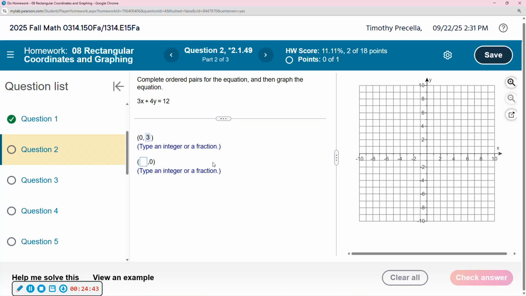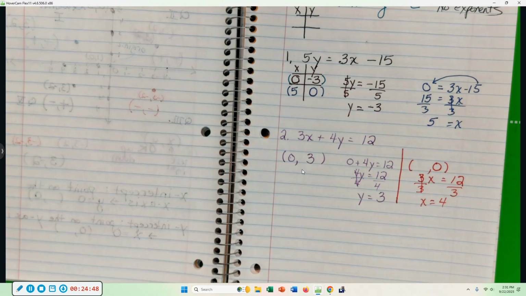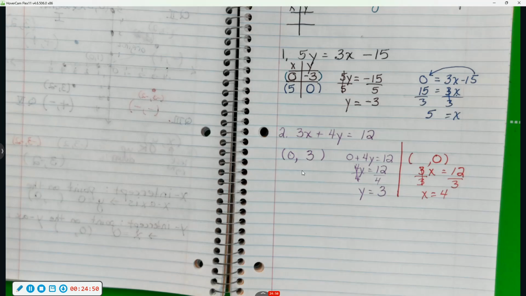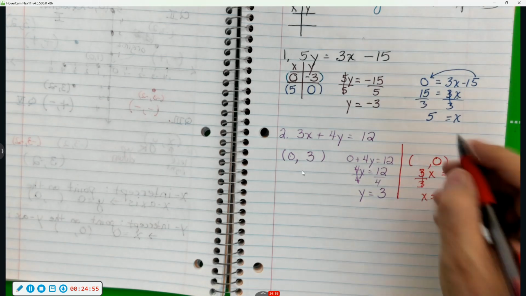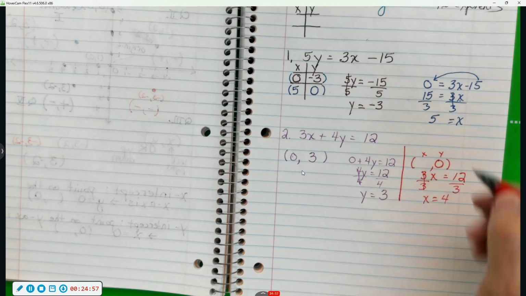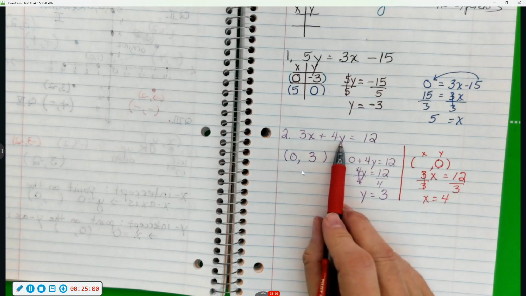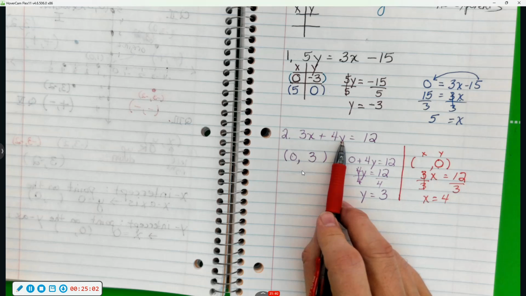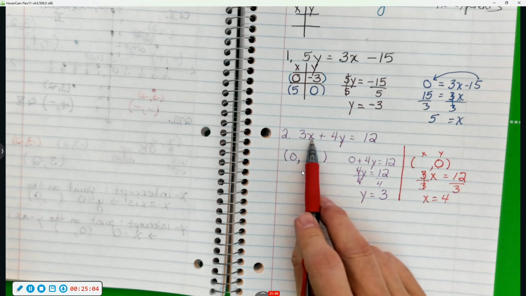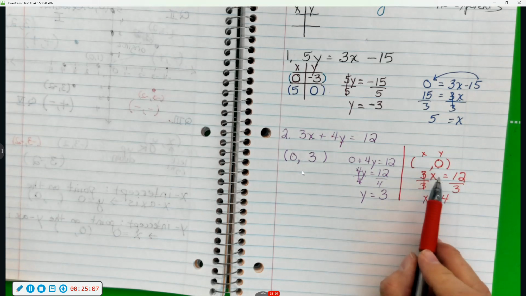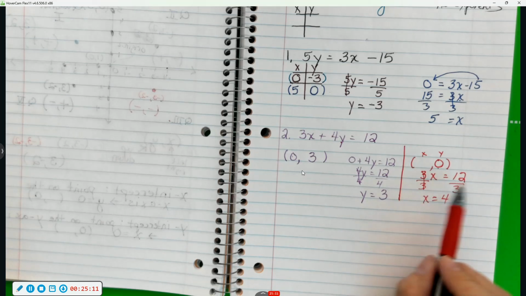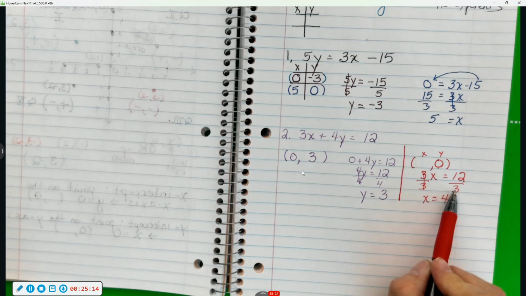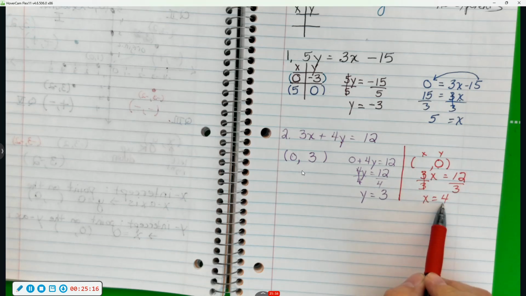12 divided by 3. Oh, shoot. Sorry about that. Let me go back over what I just did. I'm plugging a 0 in for y. Remember, the ordered pairs are always x, y. Plug a 0 in for y. 4 times 0 is 0 plus 3x. So we have 3x equals 12. Divide both sides by 3. And we get x equals 4.